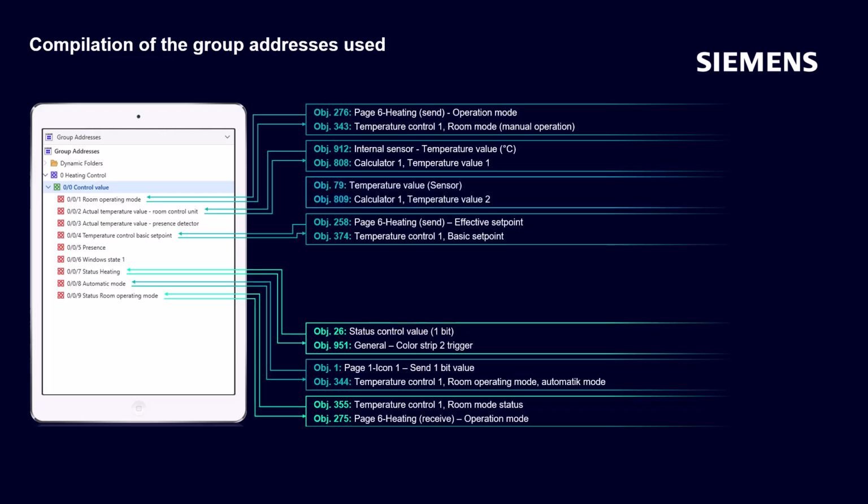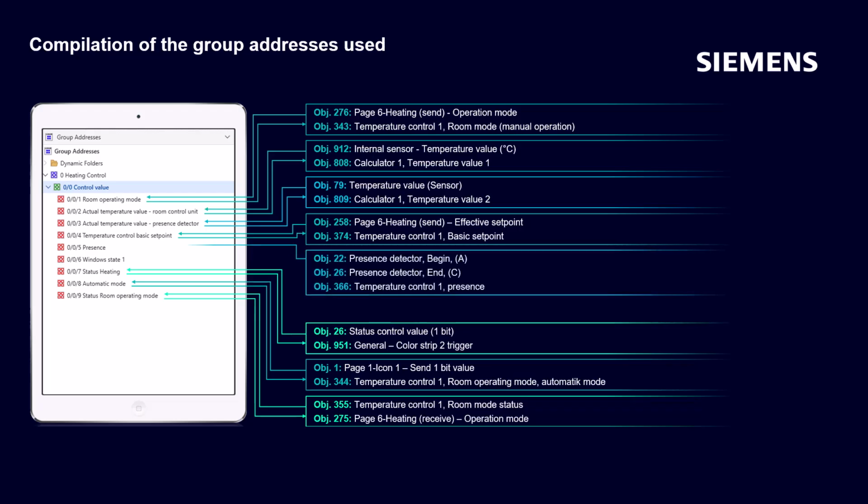The actual temperature measured at the presence detector wide is transferred to the calculator of the thermal drive actuator via group address 003. The presence signal detected at the presence detector wide is transferred to the controller of the thermal drive actuator via group address 005. The group address 006 is optional. The window status, which was detected via a digital input, can be transferred to the controller of the thermal drive actuator.